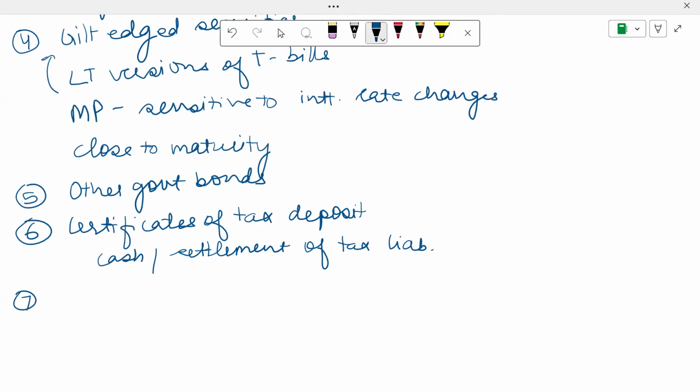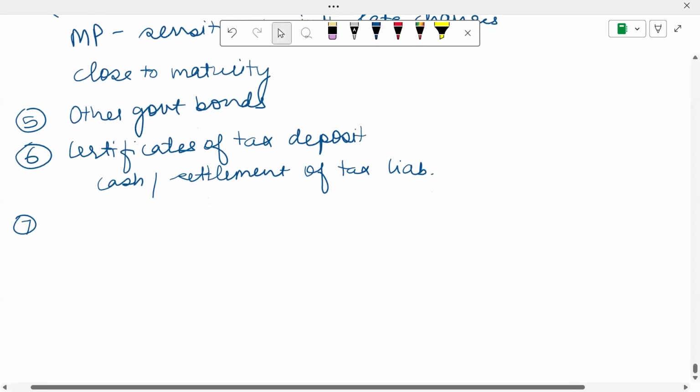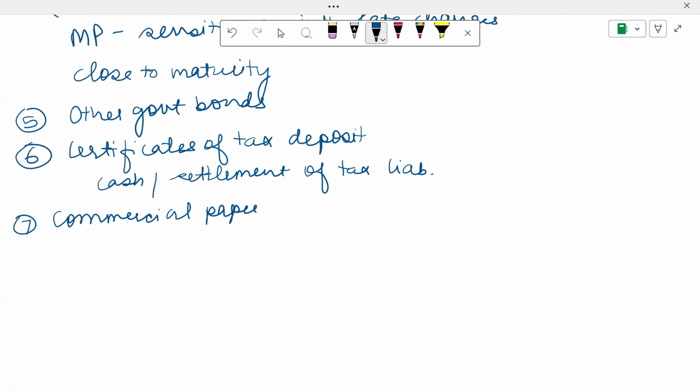Now, another place where you can put in your money is commercial paper. Now, commercial paper is, we have spoken about this earlier also, an unsecured short-term debt, which is only issued by companies which have a very high credit rating. So it gives you good liquidity, and also the risk is low because this is only issued by companies who have a very good credit rating.